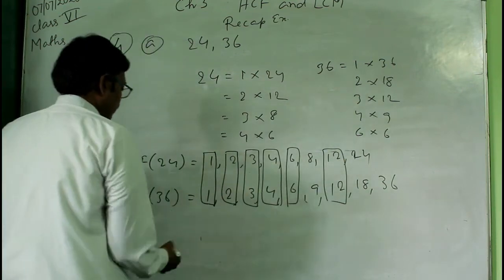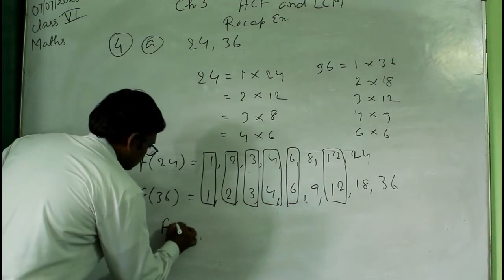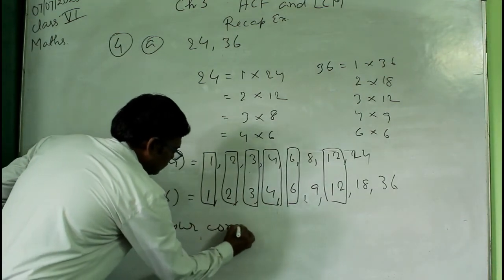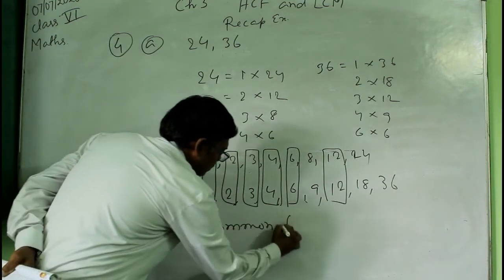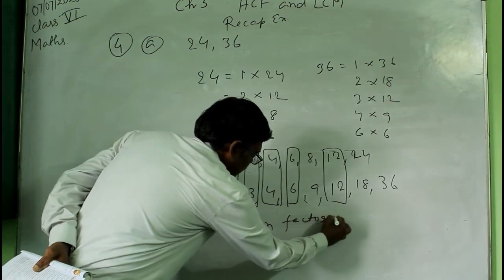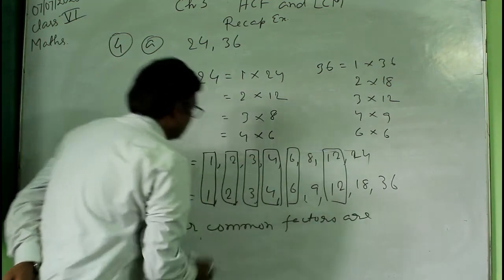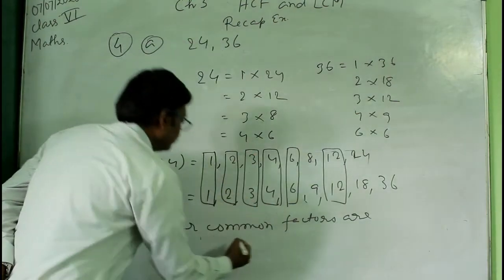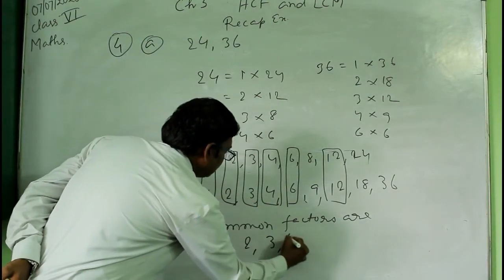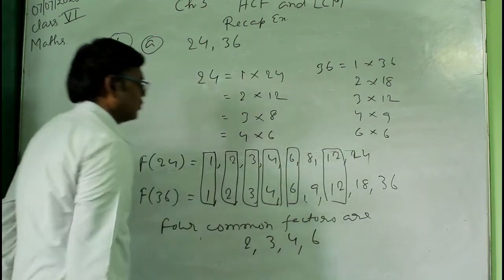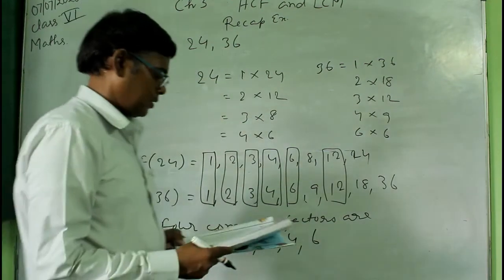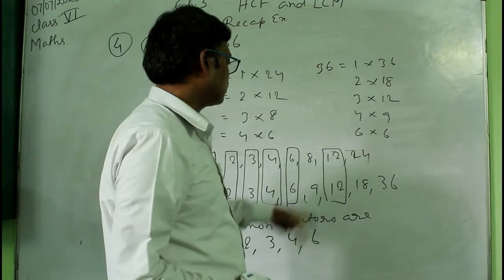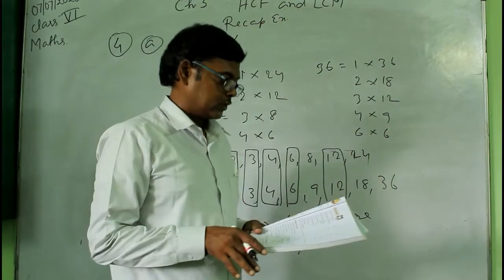So we have tried only 4 common factors. Don't write 1, because 1 is always common to any number. Write here 2, then 3, then 4, then 6. These are the 4 factors which are common. Also 12 is common, but we will write only 4 factors which are common.